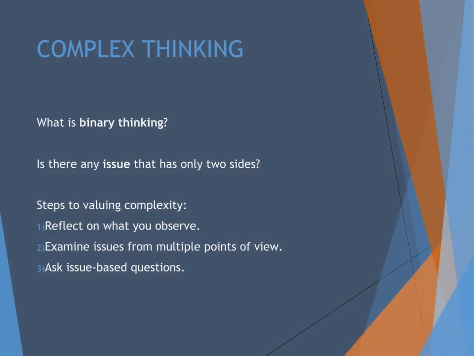When we seek complexity, we have to acknowledge that there are very few binaries in the world. What is binary thinking? Basically, it's thinking in black and white, right and wrong, good and evil, etc. In academic writing, there really is no such thing. The steps to developing a complex worldview are, first, simple reflection on what you observe. Really take the time to pay attention. You might be surprised how quickly those binaries break down.